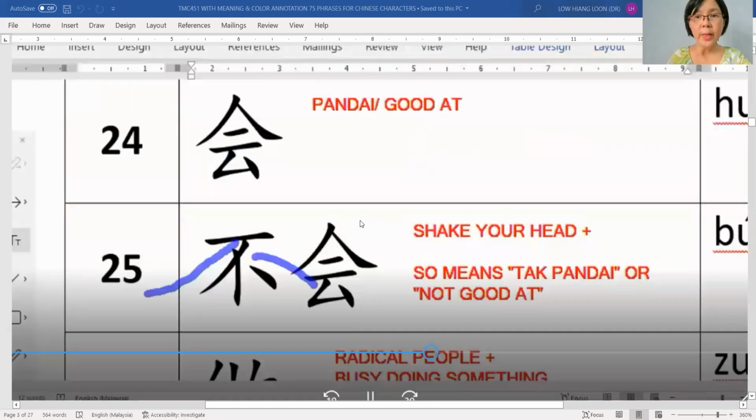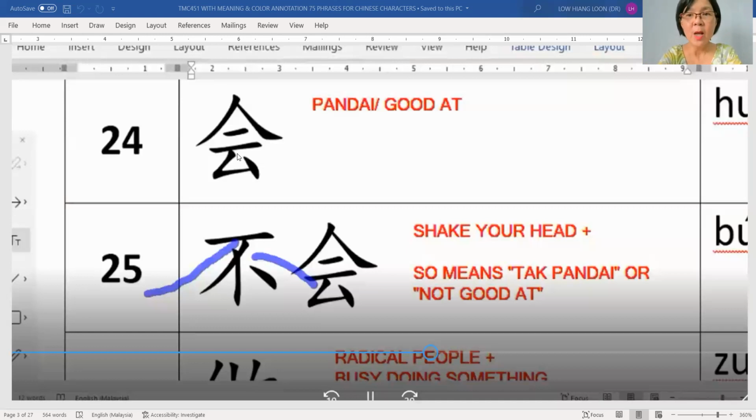This is 会 and 不会. So for the 会, you need to memorize by heart. It looks like somebody here. And this represents you can do it. You see, there is not a lot of crossing. Sometimes in Mandarin, we will see a lot of crossing. It is complicated, meaning that it is not that easy to handle. But this one is very smooth. Everything goes smoothly. No crossing a lot. So that's why this is pandai, hui.